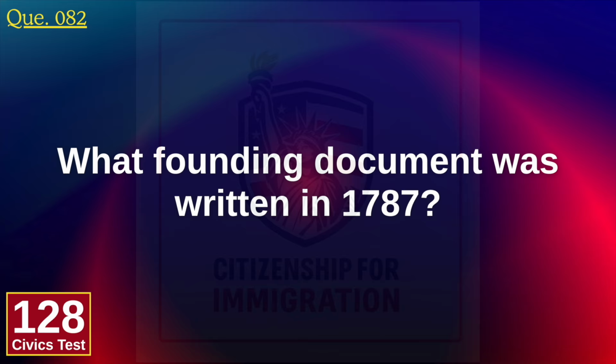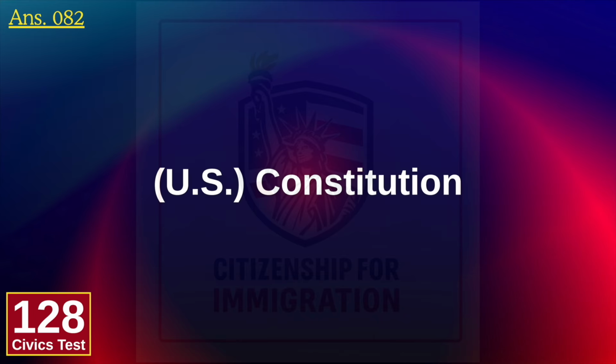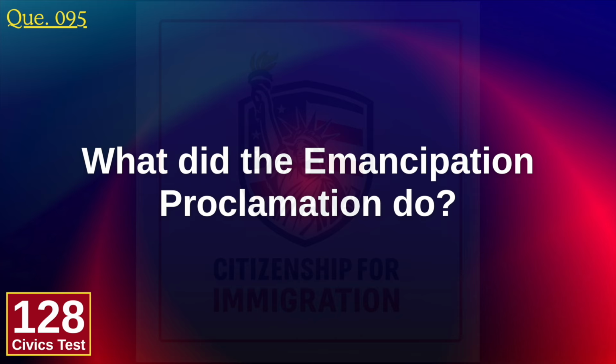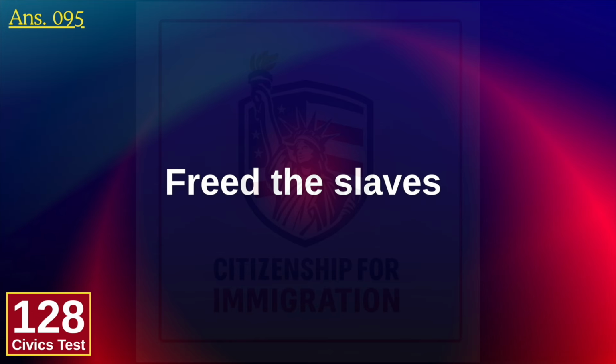What founding document was written in 1787? U.S. Constitution. What did the Emancipation Proclamation do? Freed the slaves.